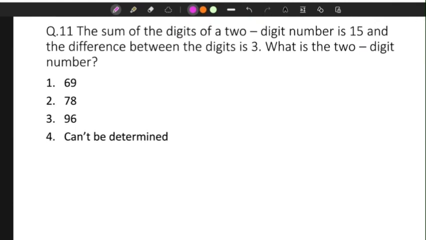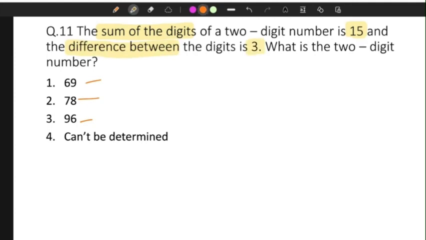The sum of the digits of a 2-digit number is 15 and the difference between the digits is 3. What is the 2-digit number? Now this is a question where many students have got the answer wrong in their examination. So they are asking us that the number is actually a 2-digit number. Okay, here 69, 78 and 96 are the 2-digit numbers. Look at the question carefully. The sum of the digits should be 15 and the difference between them should be 3.